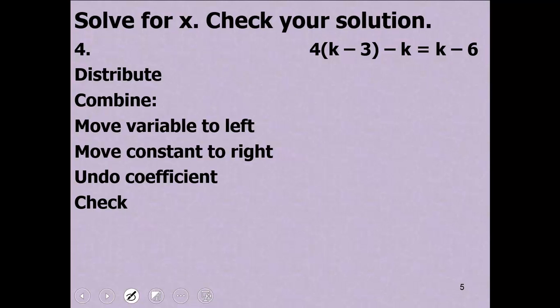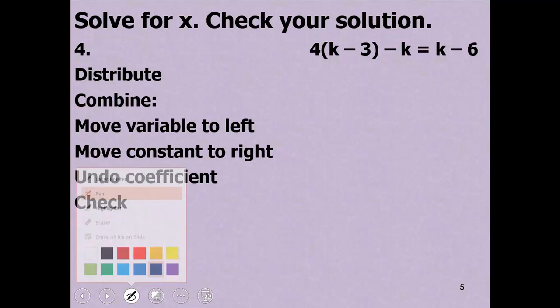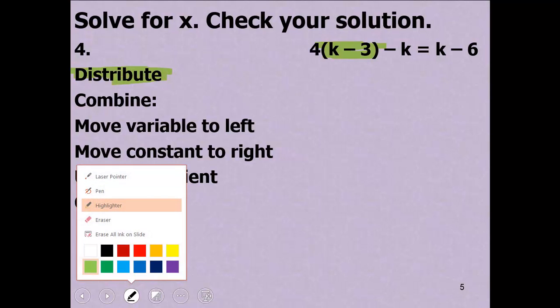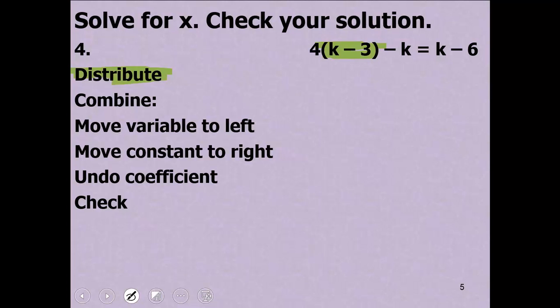All right, welcome back. I see grouping symbols, so that means that I have to distribute. So here we go. When I distribute, I get 4k. I'm not going to forget to distribute to that negative 3. Minus 12. Minus k equals k minus 6. Please don't forget. Please, please, please.